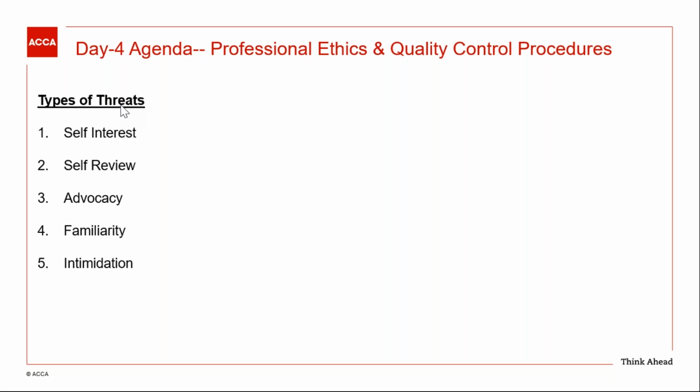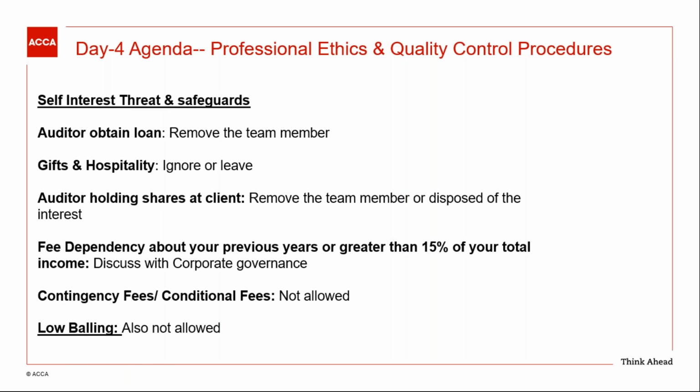Number one is self-interest. Number two is self-review threat. Number three is advocacy. Number four is familiarity, and five is intimidation. So we will discuss them one by one. That's the content which the examiner will ask you in the OT cases.